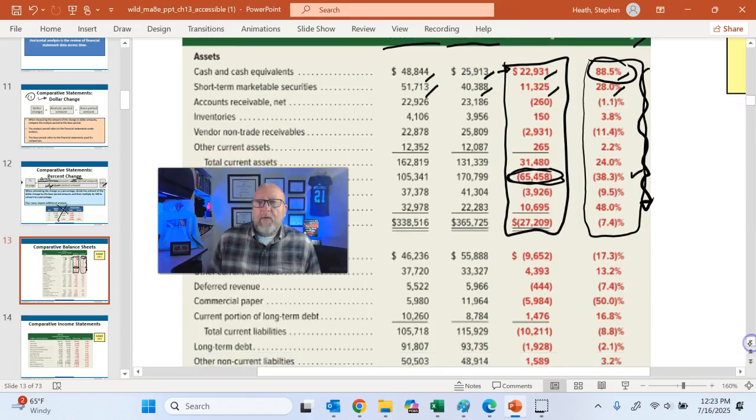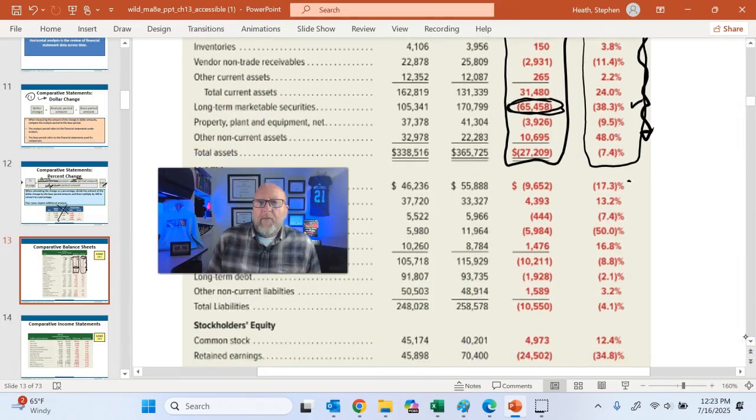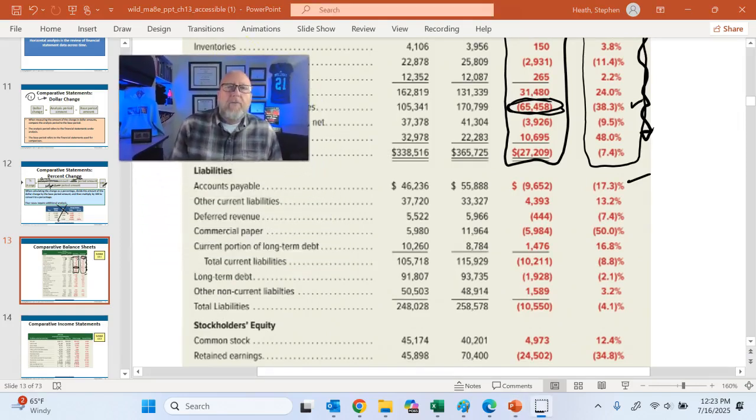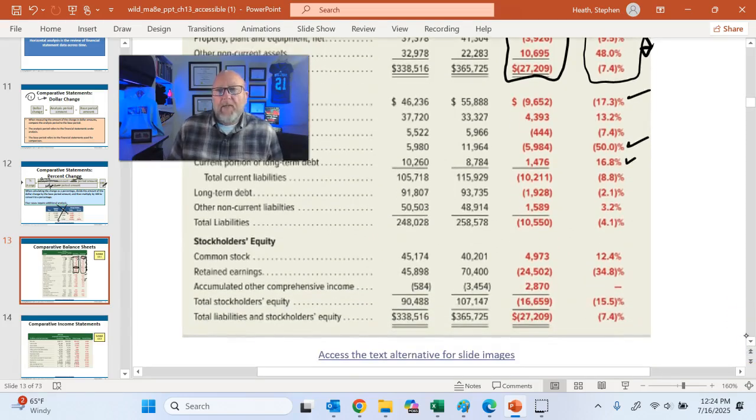I can quickly go down to liabilities and say, hey, there was a 17% decrease in my accounts payable. There was a 50% decrease in my long-term debt. Commercial paper, so bank debt, there was a 16.8% increase over the prior year. That's interesting. But this allows me to quickly identify things that are red flags or things that are interesting by putting them on a percentage basis.